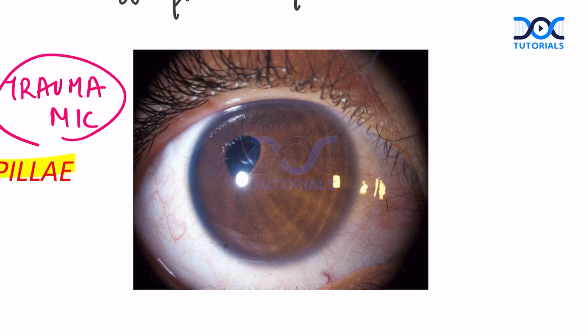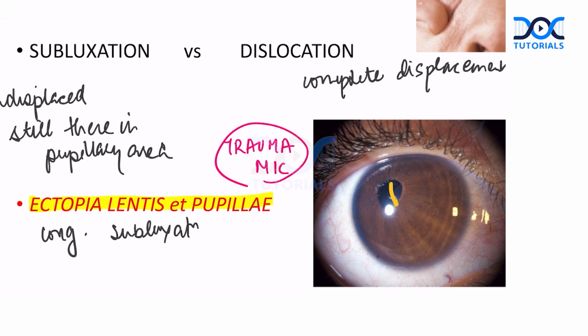And can you also see the edge of the lens? This is the edge of the lens. Yes. So the lens is on this side and the pupil is going to this side. So there is a difference, or you can say the pupil and the lens are opposite. So this is called ectopia lentis et pupillae. Pupil and lens are on the opposite side. Okay, friends, it is not a very common condition, but it is a congenital subluxation of the lens.